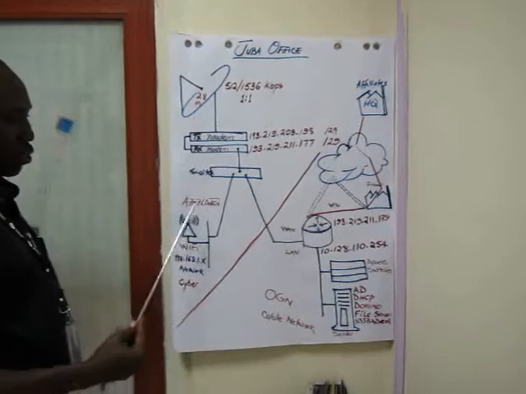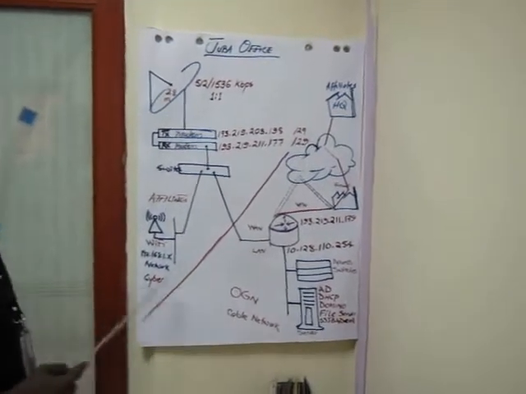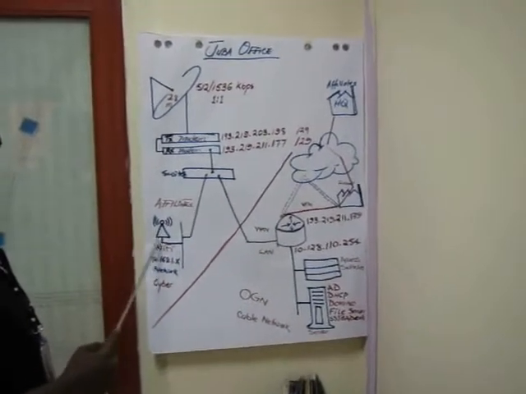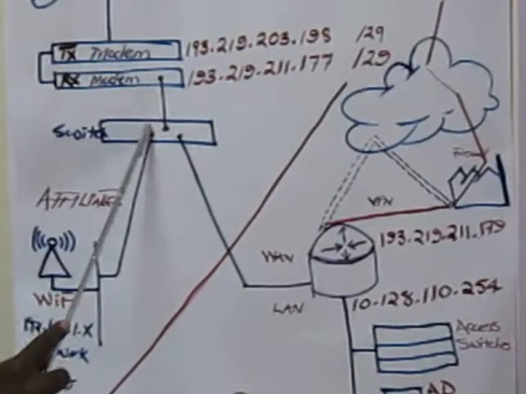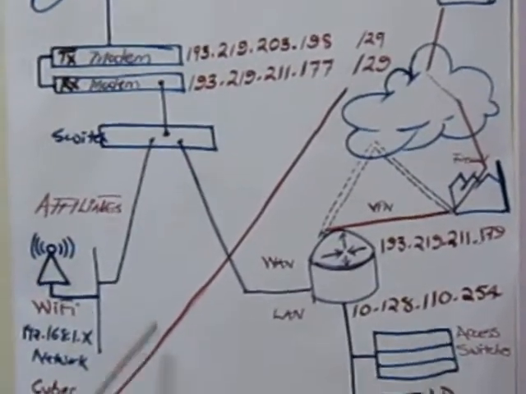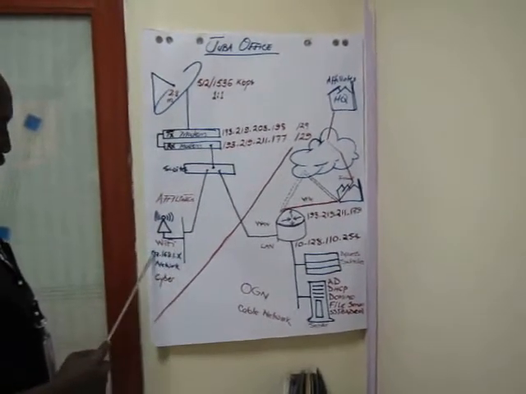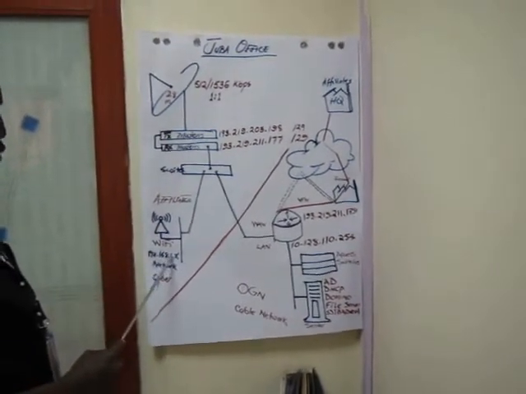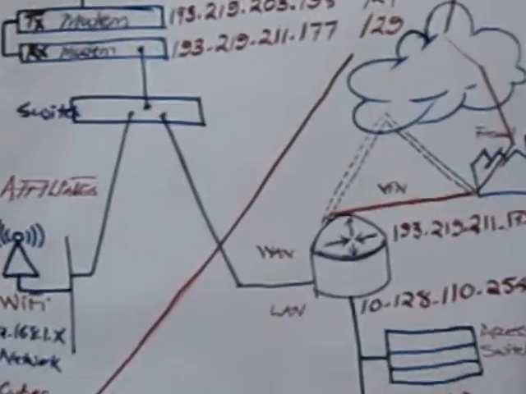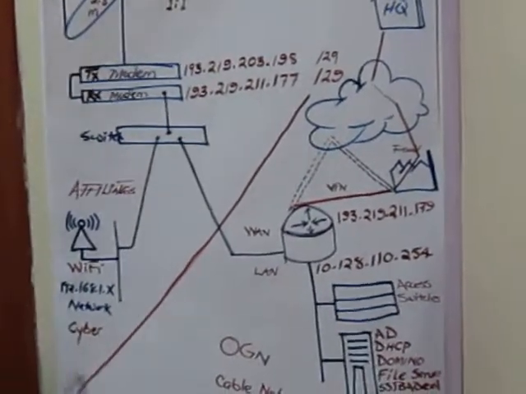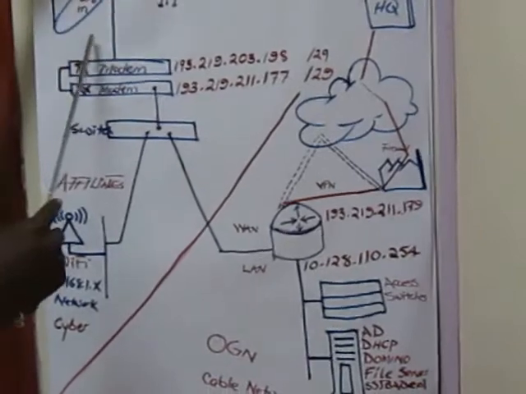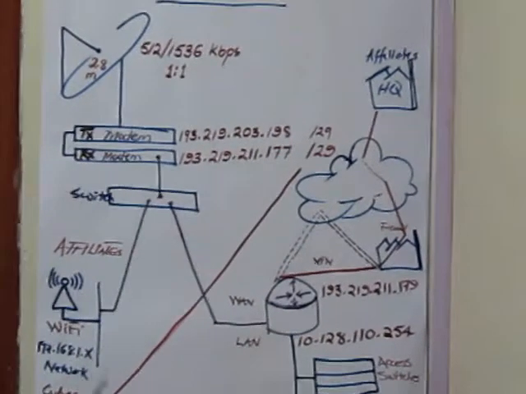On the other side, we have all affiliates. They're connected via Wi-Fi, which is directly connected to the switch and directly connected to the modem. So we can assume that it's coming straight from the modem. And they are under the 192.168.1.x network. They're actually a cyber cafe setup. Their traffic is going directly to the internet.